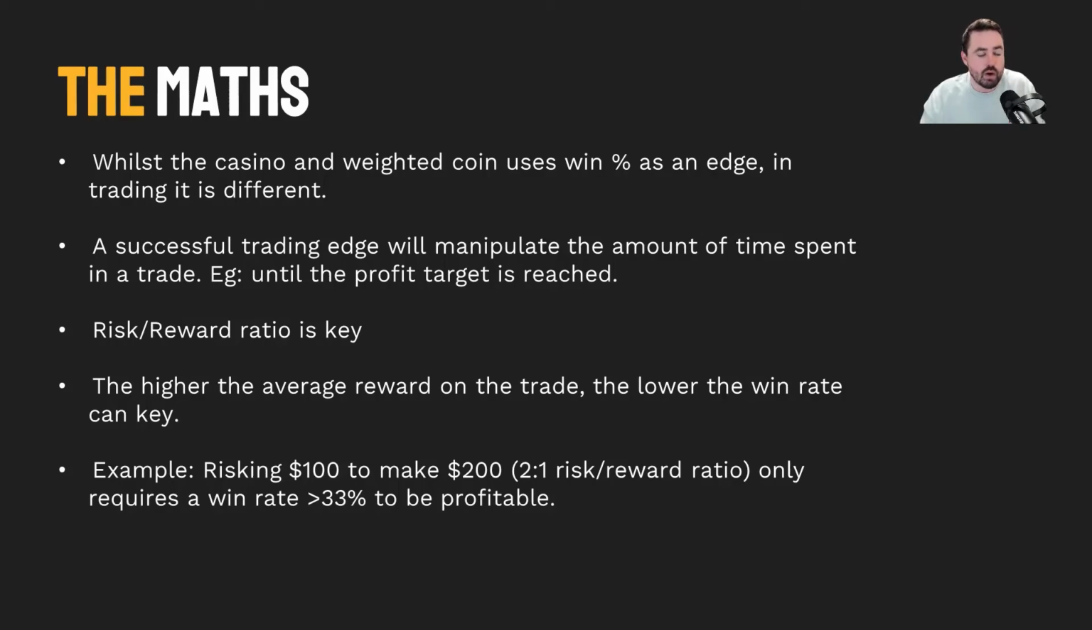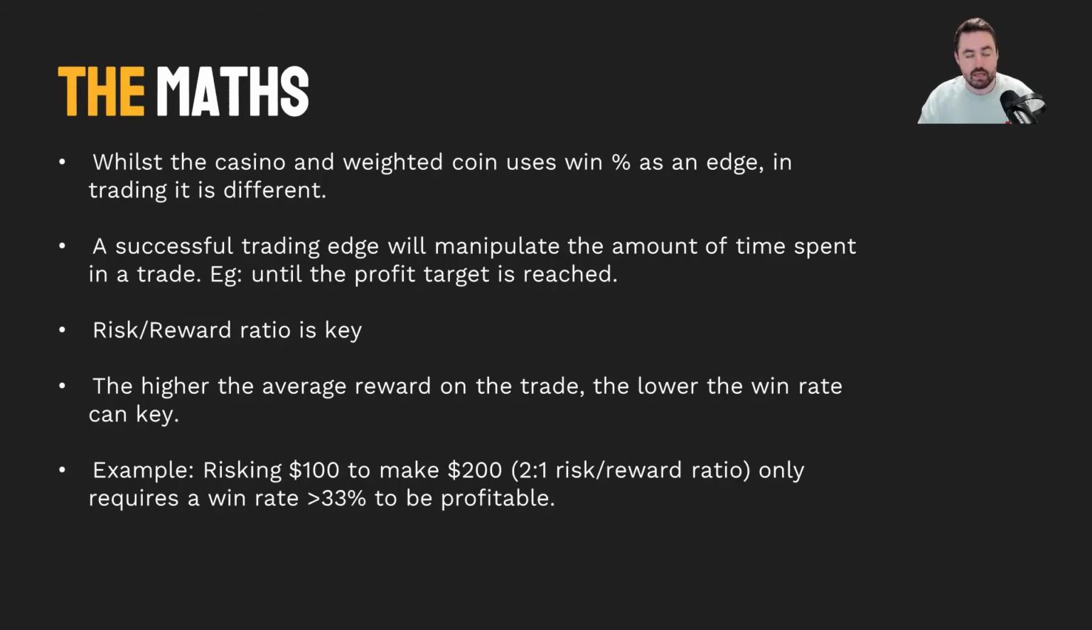Okay. So a successful trading edge manipulates the amount of time spent in the trade, until the profit target is reached. And that could be 5 minutes, it could be 4 days, or it could be months. Okay. Risk reward ratio is very key. So just to keep it very simple, the higher the average risk reward of a trade, the lower the win rate could be for us to still make money.